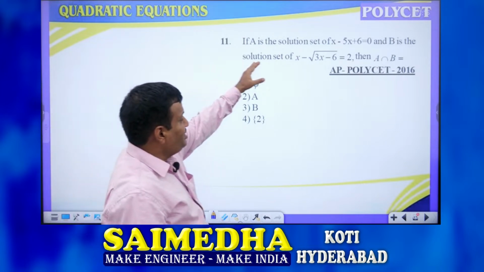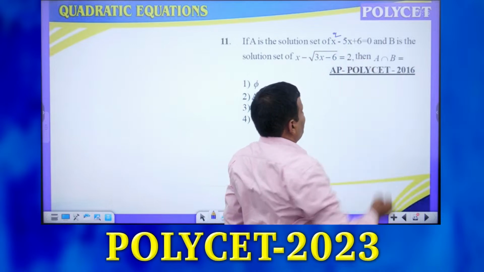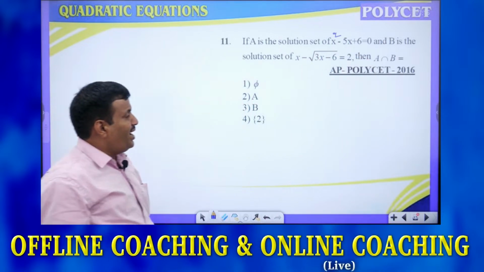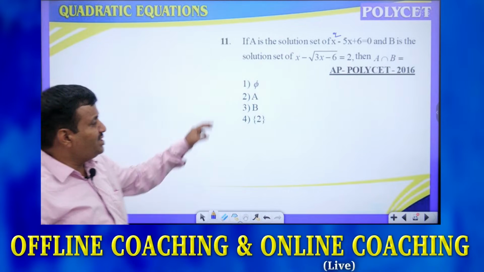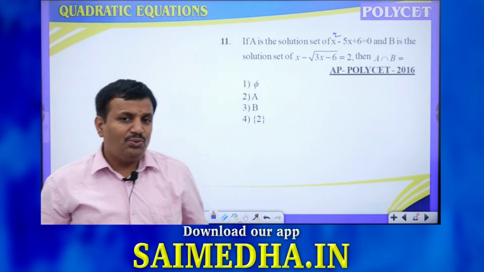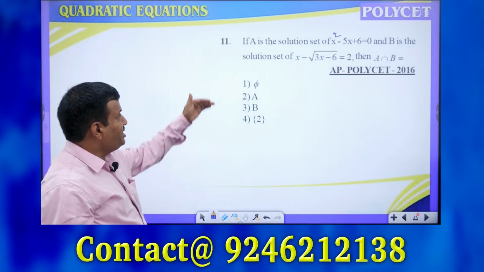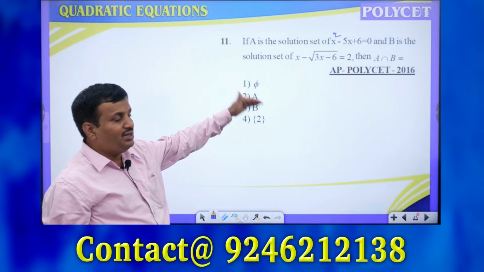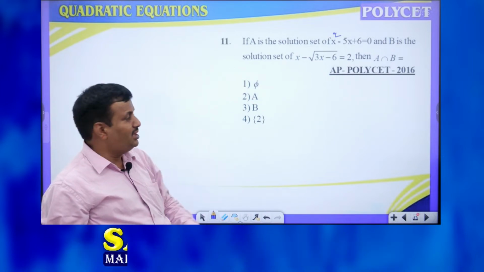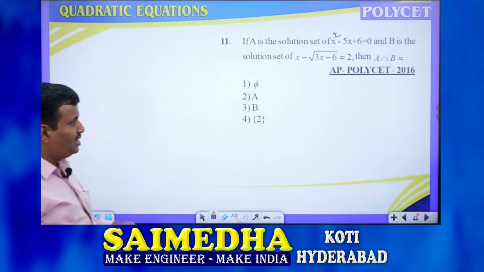If A is the solution set of x square minus 5x plus 6 equal to 0 and B is the solution set of x minus root 3x minus 6 equal to 2, then what is A intersection B? What options are given here? Option 1 is the null set, option 2 is A, option 3 is B, option 4 is 2. So what do we have to do here?